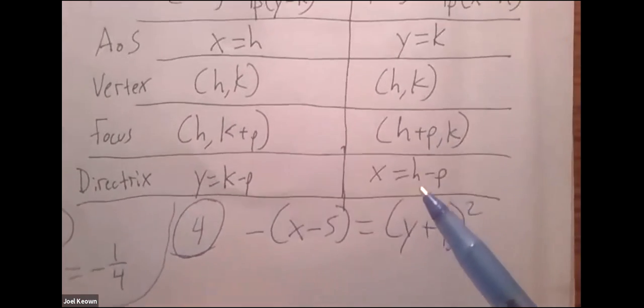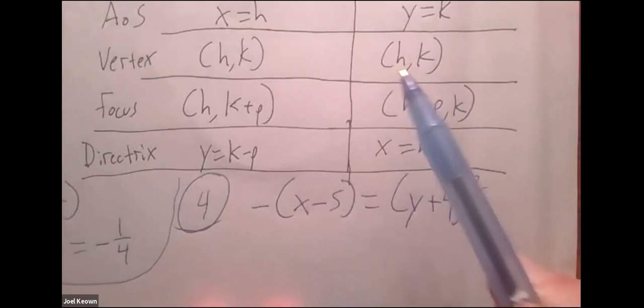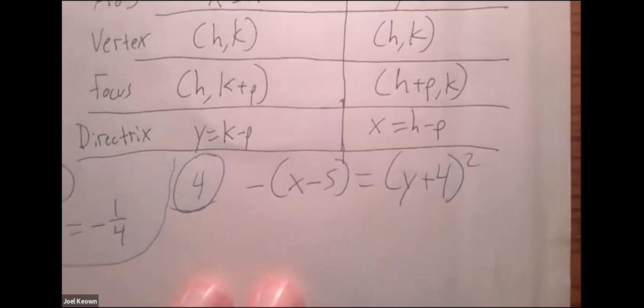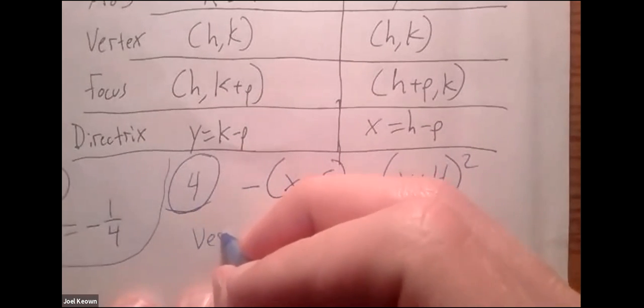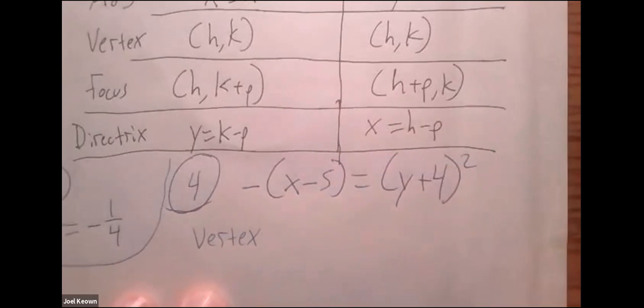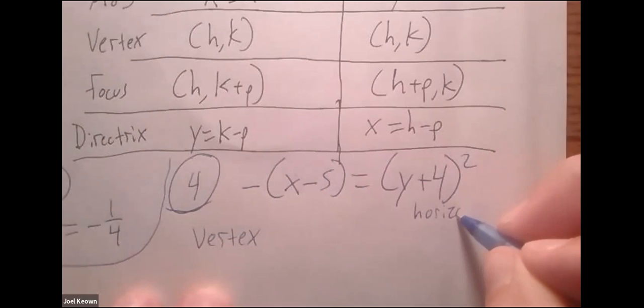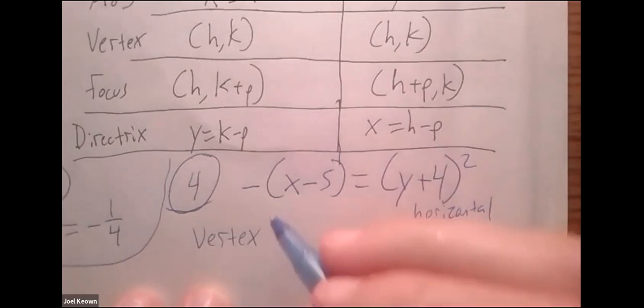Well, what are we going to start with? Let's always start with the vertex. So the vertex is that h comma k. And we're going to find it just like we found the center of pretty much everything else. So vertex. And I should write over here, the horizontal. So now vertex h comma k.